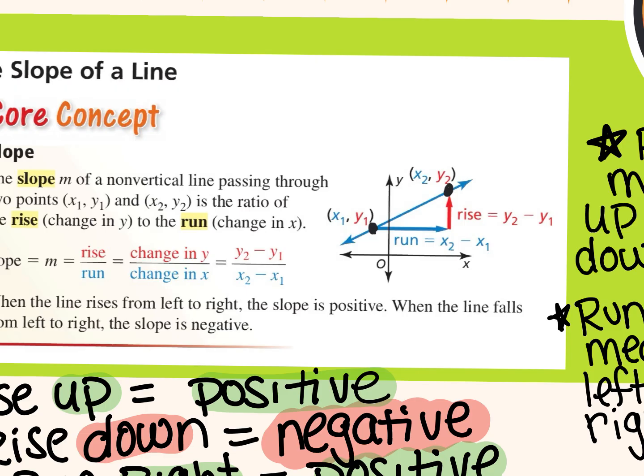Rise refers to how something goes up and down. It is possible to rise down. I know that sounds weird, but rising down just means you're rising a negative number. So rising means up and down. Running means left and right. So rising is referring to the y-axis. Doesn't y mean up and down? And running refers to the x-axis, left and right.